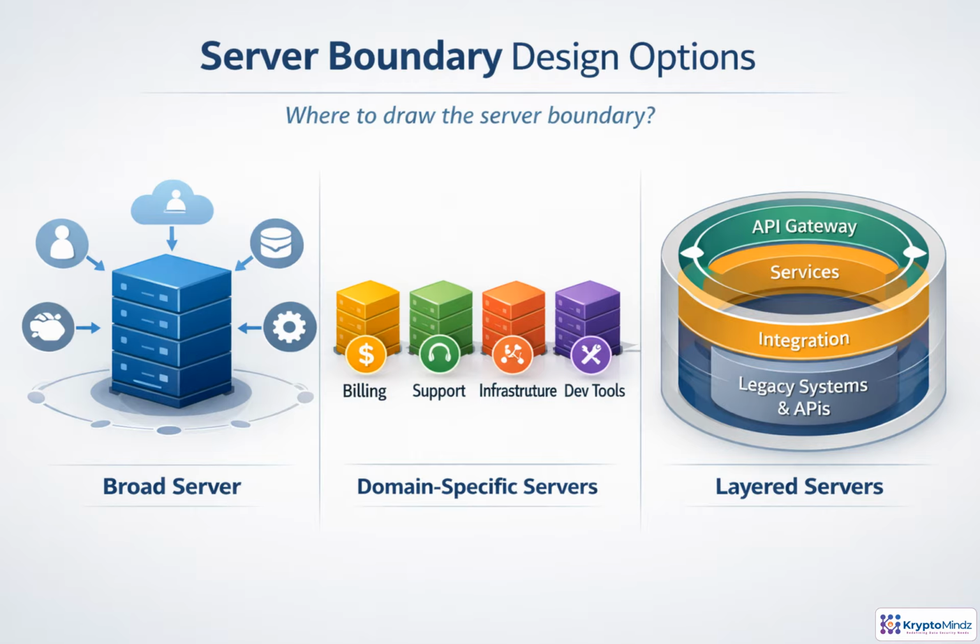Another important design choice is how wide a server's responsibility should be. A broad server gives clients one place to discover capabilities, which can feel simple at first. But it can also become a high-risk, hard-to-govern catch-all. Domain-specific servers usually scale better organizationally, because billing, support, infrastructure, and developer tools can evolve with their own owners and policies. Layered servers are useful when you need to wrap existing APIs or legacy platforms without disrupting ownership. The right boundary balances usability with security, deployment independence, performance, and accountability.